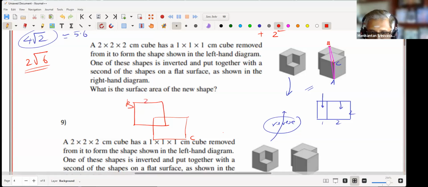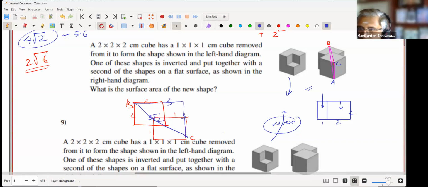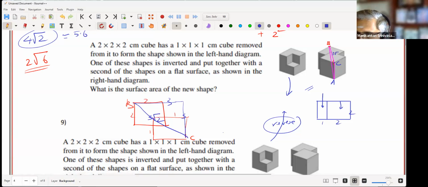Now this is a length of 2, this is length of 1, this is length of 2, this is length of 1, which means if you travel from B to C, you're traveling the root of 3 square plus 3 square. So this is 3 and this is 3. This is 3√2. So BC is 3√2. So now we can just substitute that here.